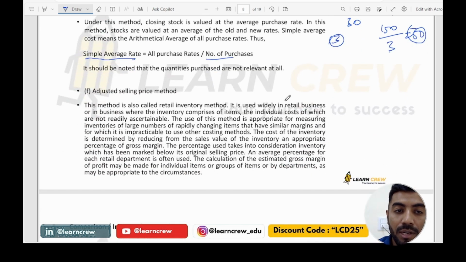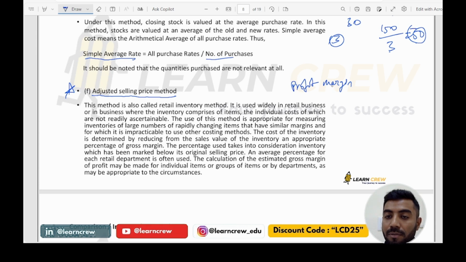Done. Then coming to the adjusted selling price method. This is an important method from your exam point of view. What is the adjusted selling price method? In the previous methods we discussed, specific identification, LIFO, FIFO, simple average and weighted average, all that we discussed, right? Here, with adjusted selling prices, they just have a margin, a profit margin.